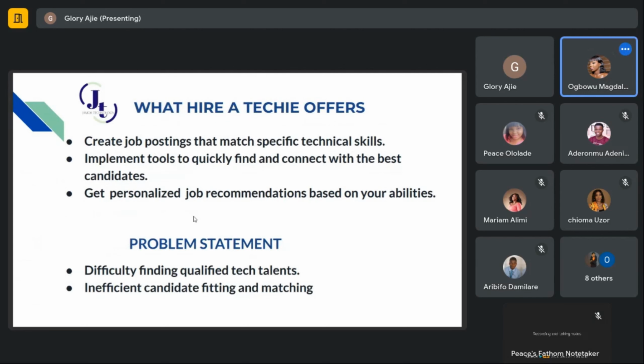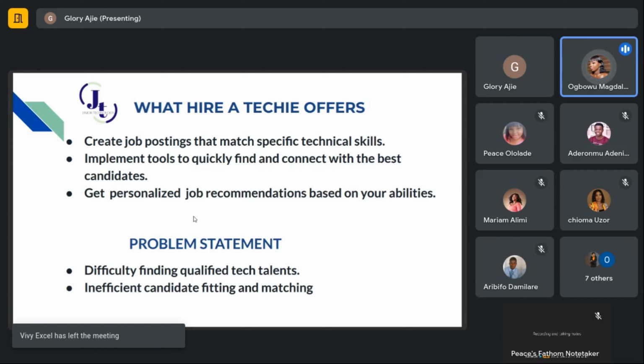Next slide. So what are the things Hire a Techie offers? Hire a Techie offers great job postings that match specific technical skills, implements tools to quickly find and connect with the best candidates, and gives personalized job recommendations based on their abilities.